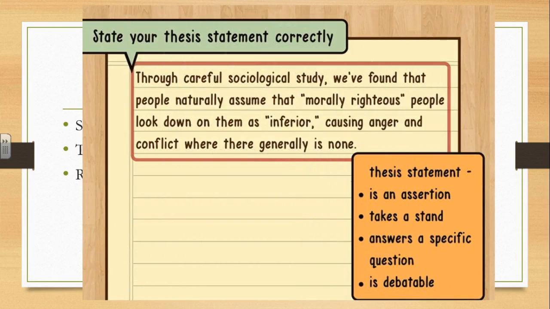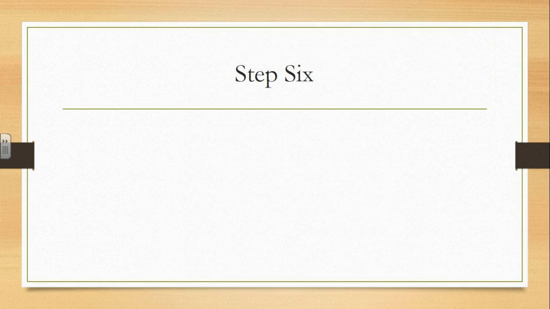Okay, some examples right here. Through careful sociological study, we found that people naturally assume that morally righteous people look down on them as inferior, causing anger and conflict where there is generally none. Okay, this is an assertion. It takes a stance. It answers a specific question, and it is debatable. If it's not debatable, you're probably not going to have a very strong thesis. So ask yourself, could I debate this and actually have a debate on it? If not, you probably want to go back and redo your thesis.